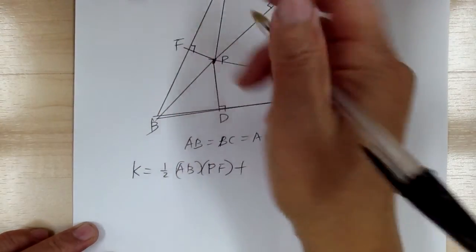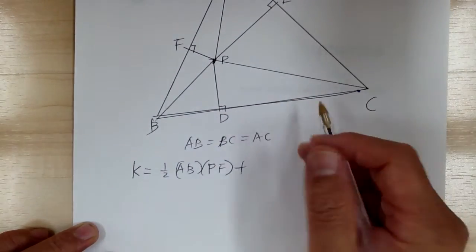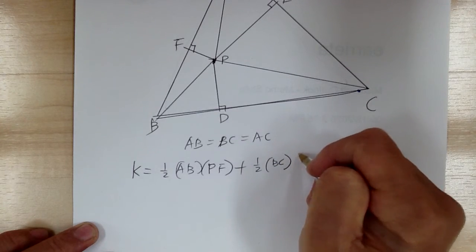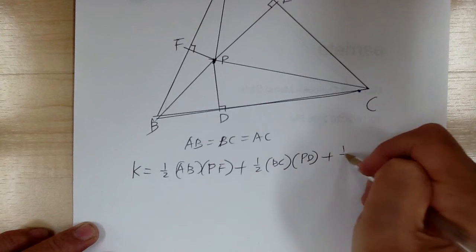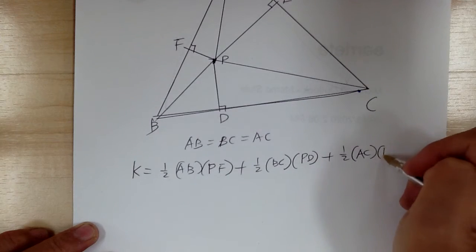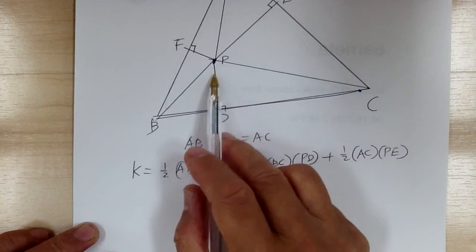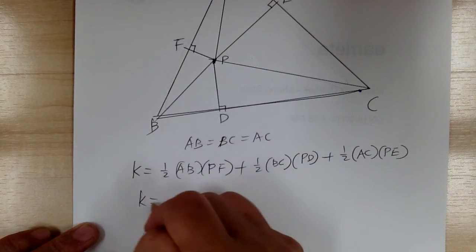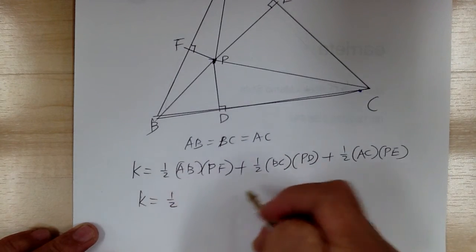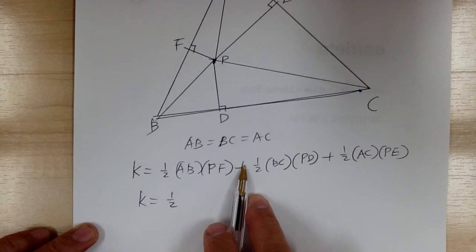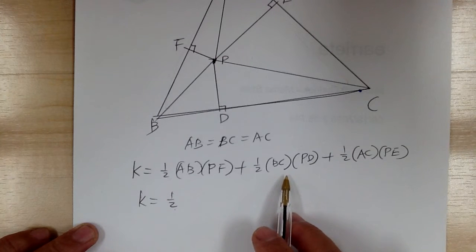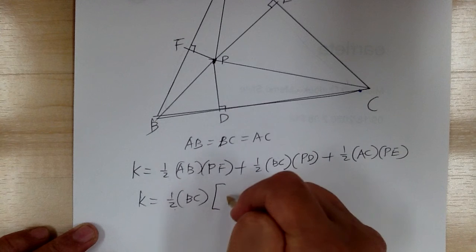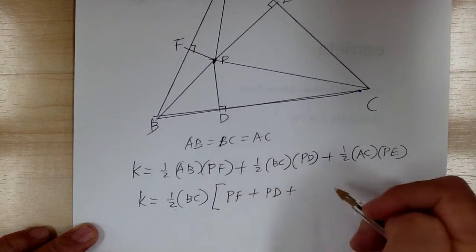So the area of the whole triangle is equal to the sum of the three triangles. So this plus that. So first one is this area. Second, you're going to add 1/2 BC times PD, plus 1/2 base times the height. So 1/2 base times height for this one, 1/2 base times height for this one, 1/2 base times height for the third. So that's the whole area, equal to the sum of the three triangles. So K equals 1/2. And since they are all equal, you can substitute, right? And you can factor out the half, and you can factor out the BC, because they're all equal. So this equals BC, this equals BC, BC, right? So you can factor it out, and so you end up with PF plus PD plus PE.